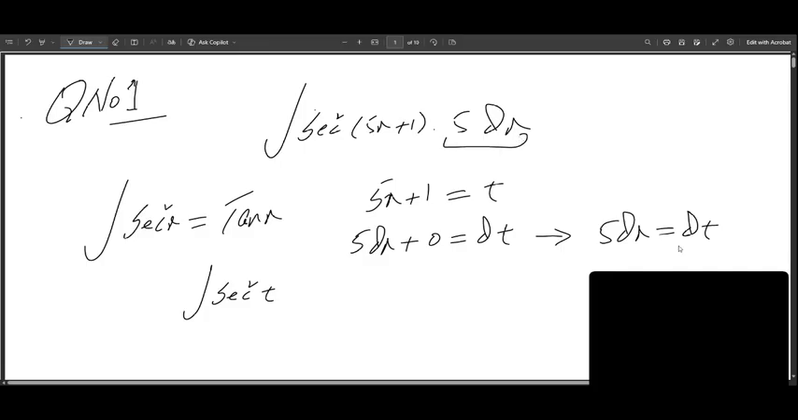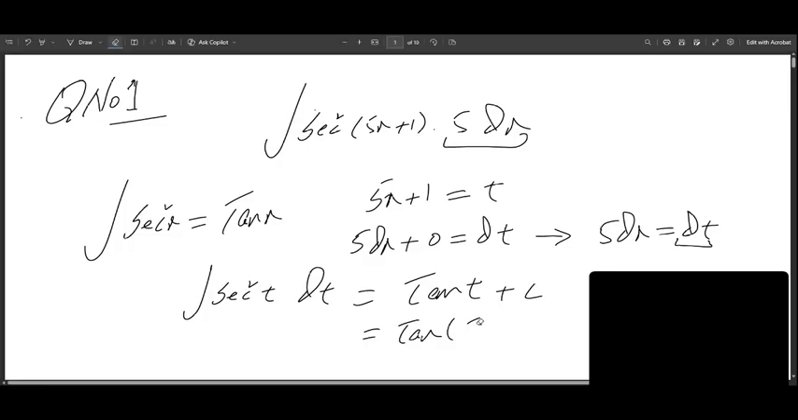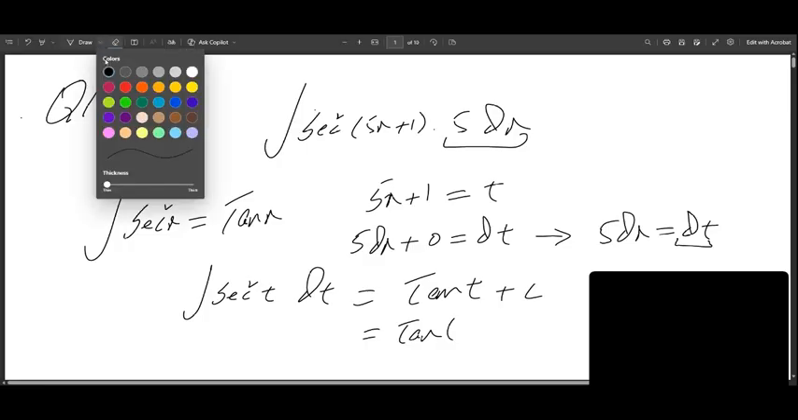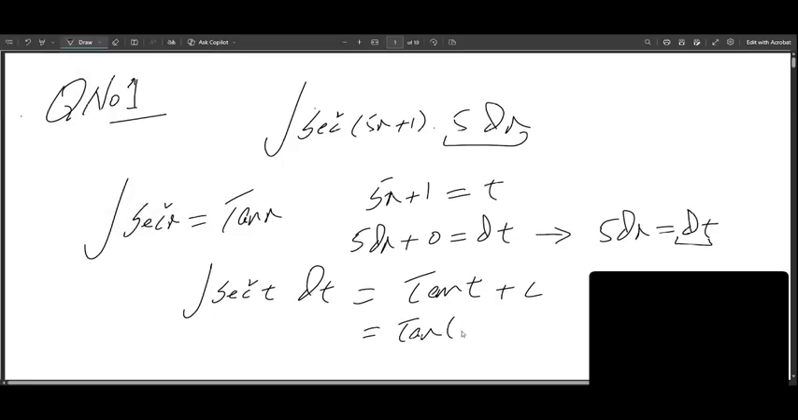So 5 dx can be replaced with dt, and now it is a very straightforward integral, which is tangent of t plus c. So we need to substitute the value of t. So it will be tangent of 5x, oh sorry, tangent of 5x plus 1 plus c, and this is our solution.